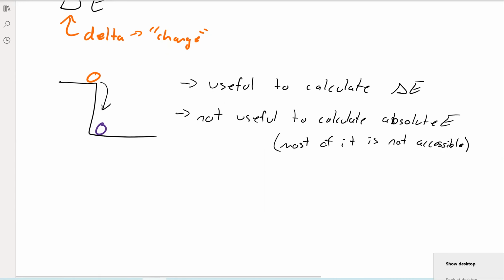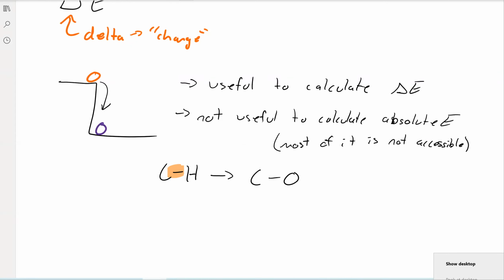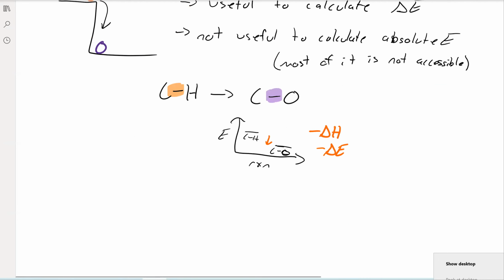And so when we talk about chemical energy in chemistry, what we're talking about is energy stored in bonds. For example, like a carbon-hydrogen bond going to something like a carbon-oxygen bond. A carbon-oxygen bond is more stable. So if we put energy here, reaction here, and we go from a CH bond to a CO bond, you can see we release energy. And so this will be a negative delta H or a negative delta E. We're releasing energy to the environment.